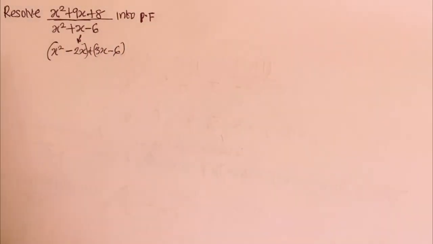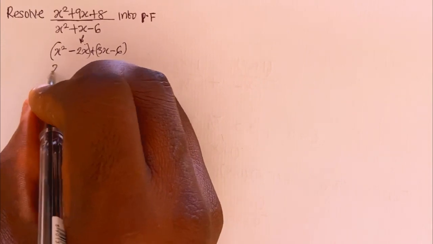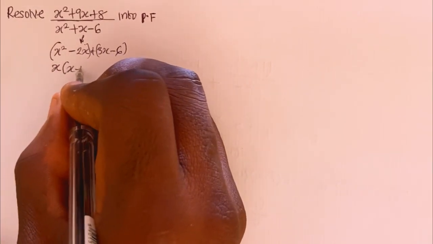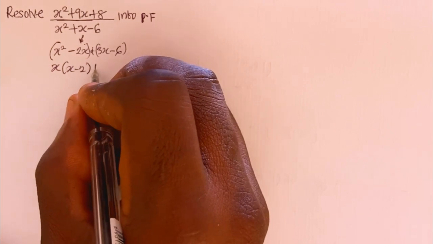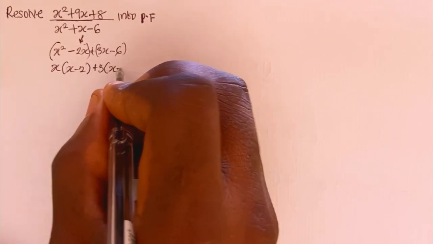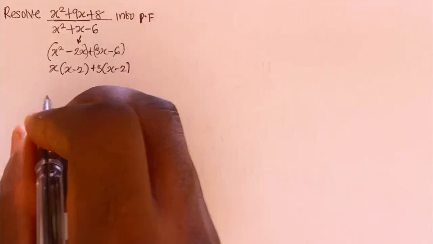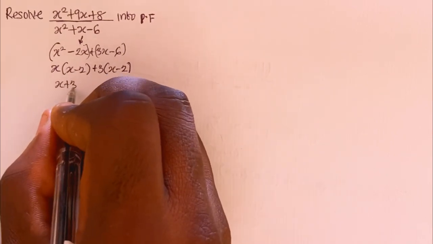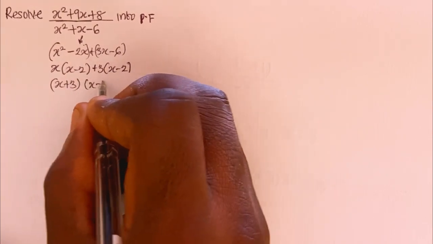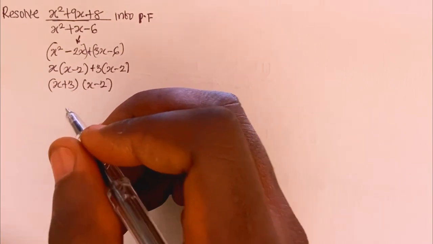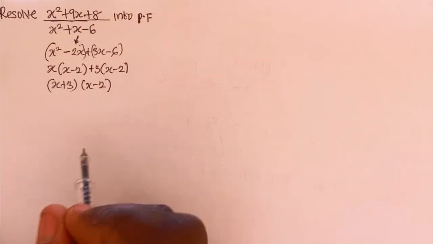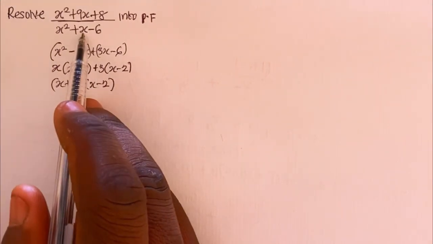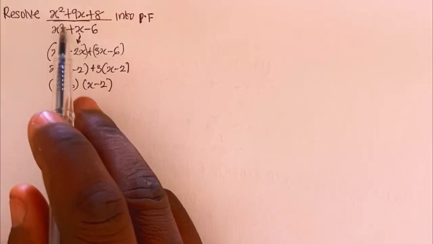Now, factorizing this, I'm going to have x into bracket x minus 2, then plus 3 into bracket x minus 2. Wow, we factorize it. So here I'm going to have x plus 3, then x minus 2. These are the factors. Now, I will solve this question using these factors, and also I will solve it using long division, since I can actually perform long division, they have the same power.